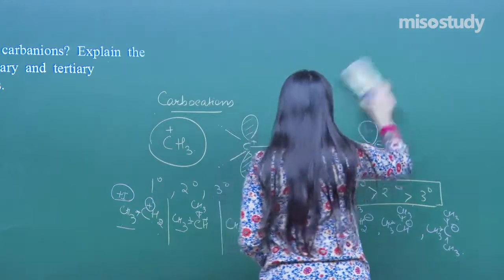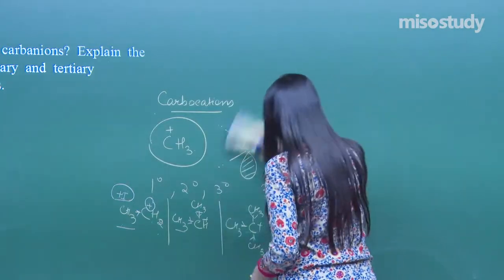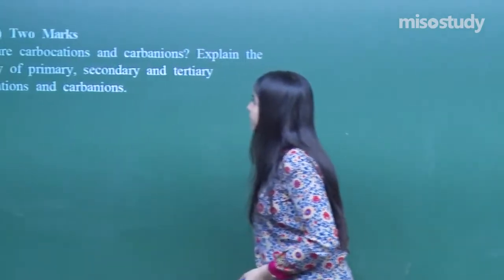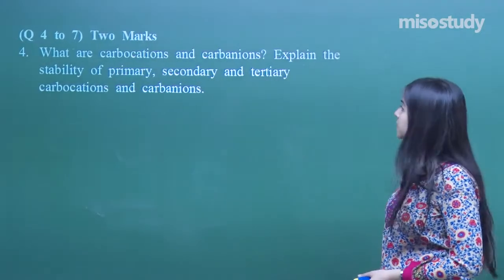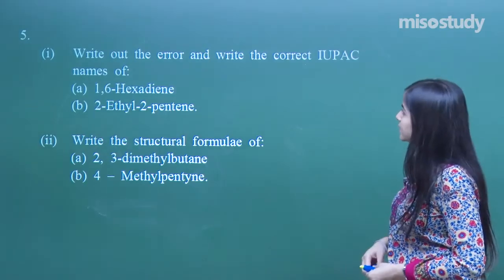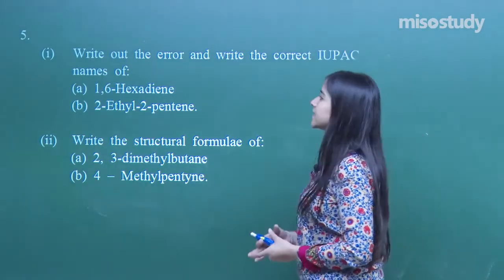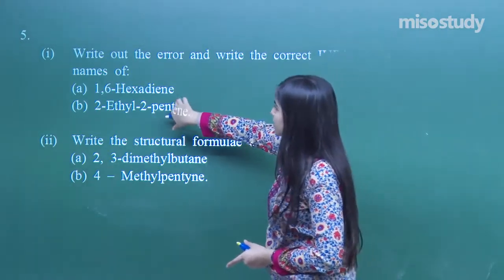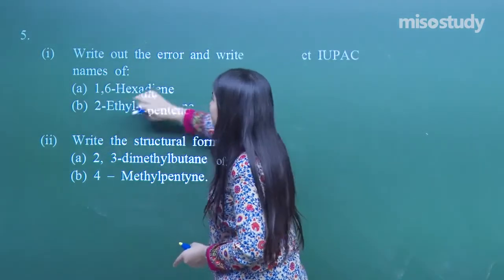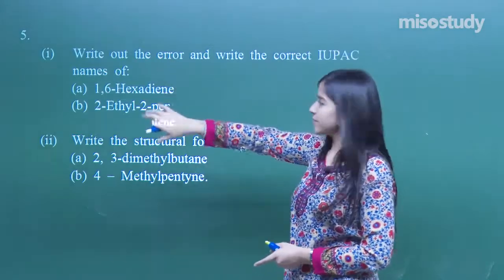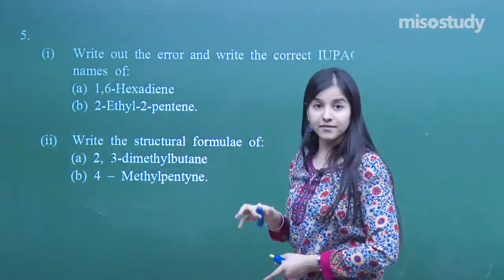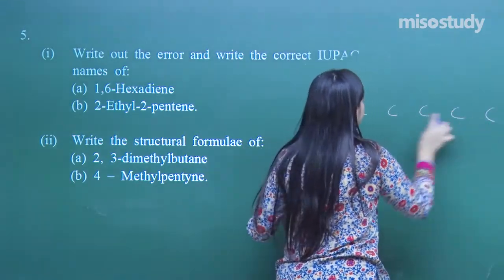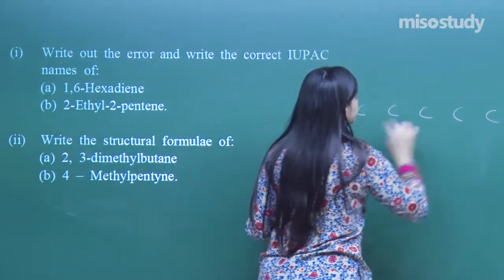I am rubbing this off. So you have to write the proper definitions of each and everything, right? Next one, write out the error and write the correct IUPAC names of it. It's a very interesting question. What you have to do is just try to make a structural formula out of it. 1,6-hexadiene, right? See here, hexa means 6, 1, 2, 3, 4, 5, 6.